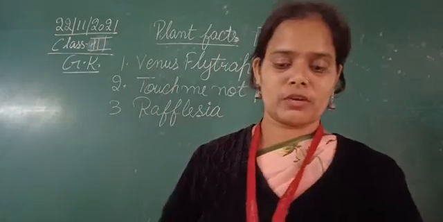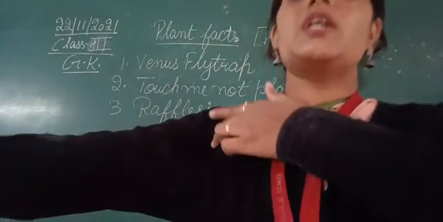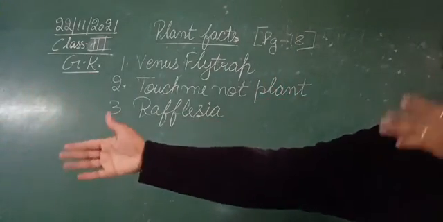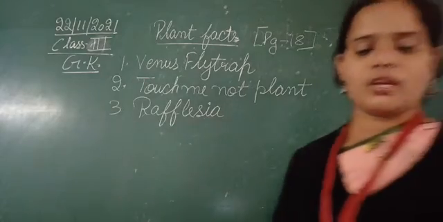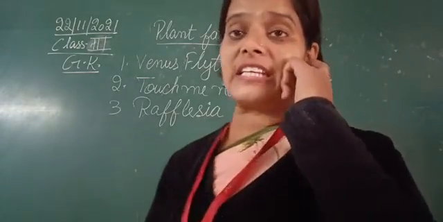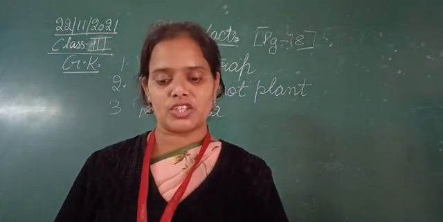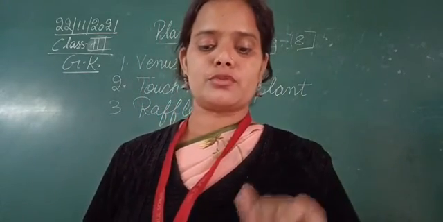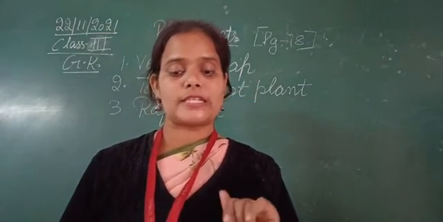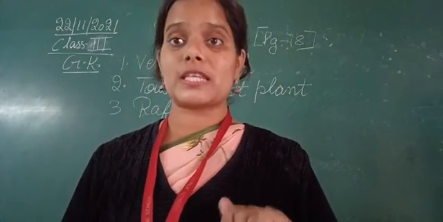One meter is about this much. So this flower is quite big in size, and its weight is about 11 kg. Its leaves, roots and stem cannot be seen. It smells like rotten meat, which attracts insects.